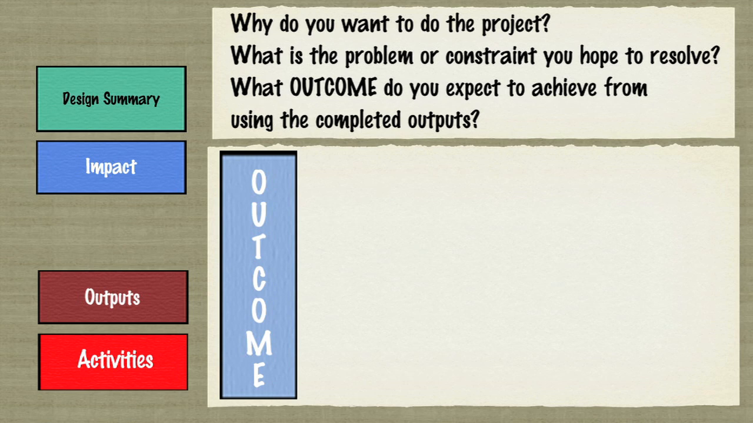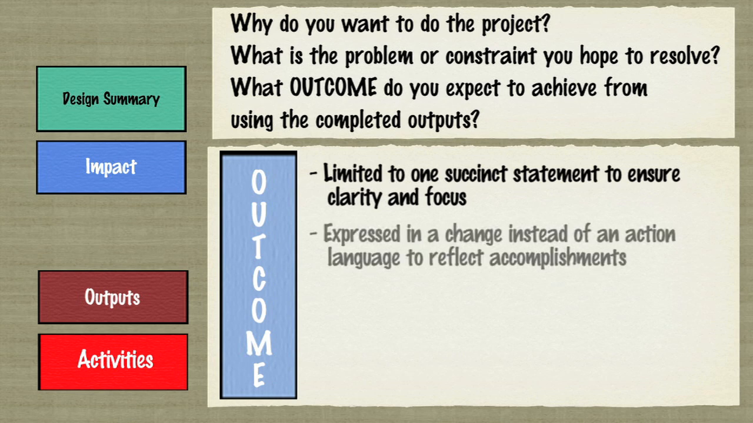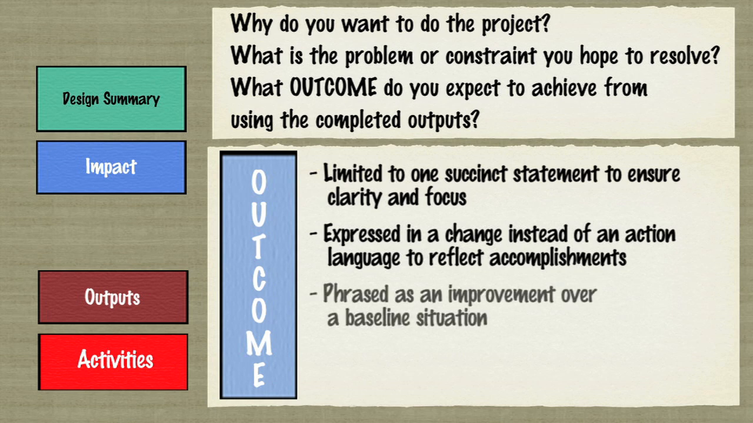The outcome statement should be limited to one succinct statement to ensure clarity and focus. More than one outcome implies a number of sub-projects or components under one project umbrella. These need to be either rephrased into outputs or summarized into a single statement associated with the relevant indicators outlining the dimensions of the outcome, expressed in a change instead of an action language to reflect accomplishments, phrased as an improvement over a baseline situation, which is described in the performance targets and indicators column.